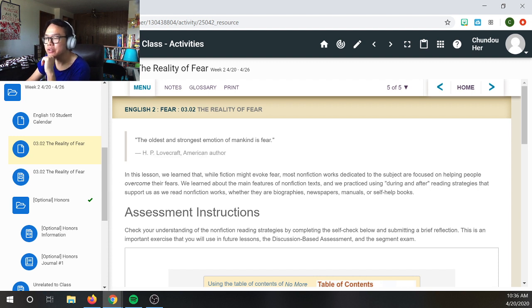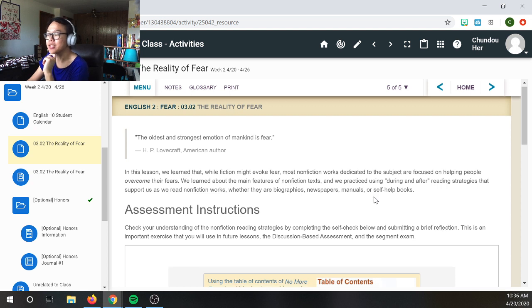So in this lesson we learned that while fiction might evoke fear, most nonfiction works dedicated to the subject are focused on helping people overcome their fears. We learned about the main features of nonfiction text, and we practiced using during and after reading strategies that support us as we read nonfiction works, whether they are biographies, newspapers, manuals, or self-help books.